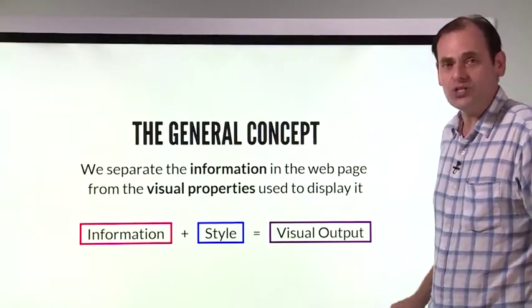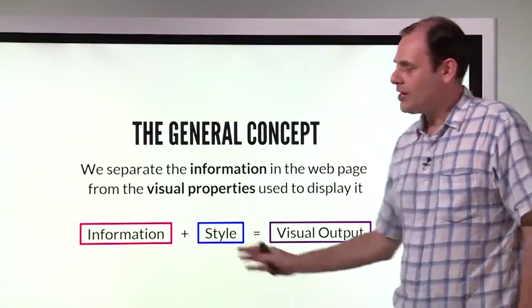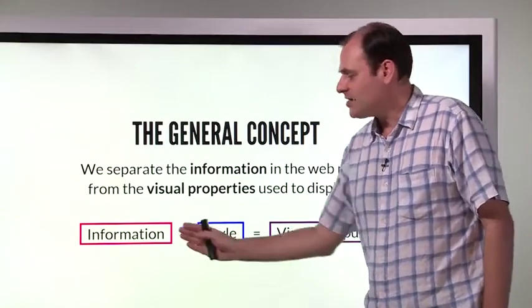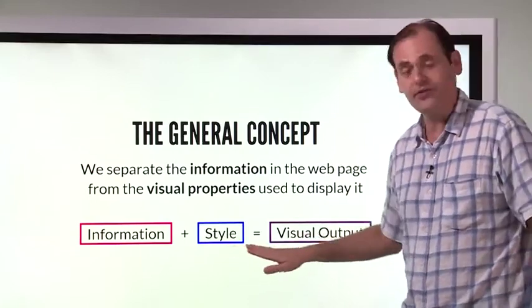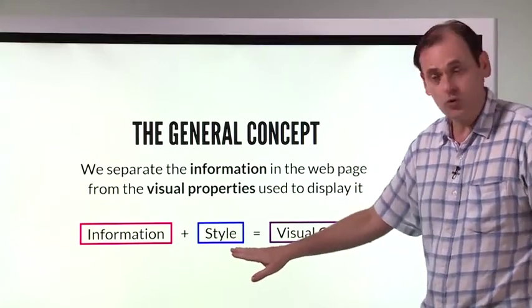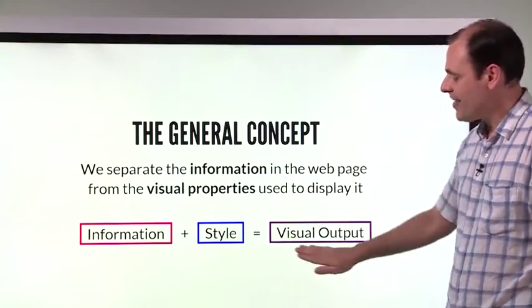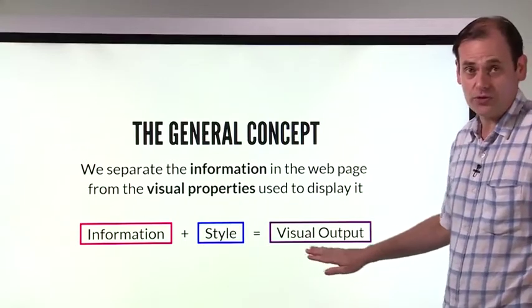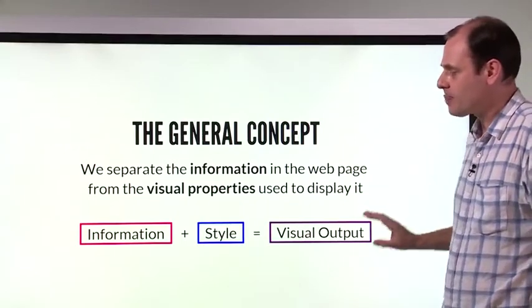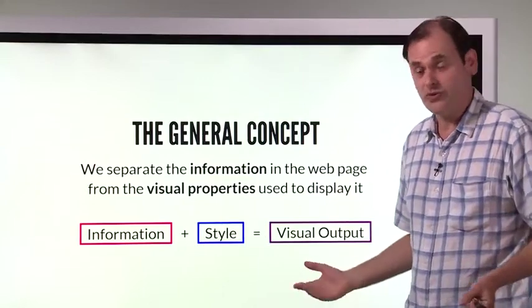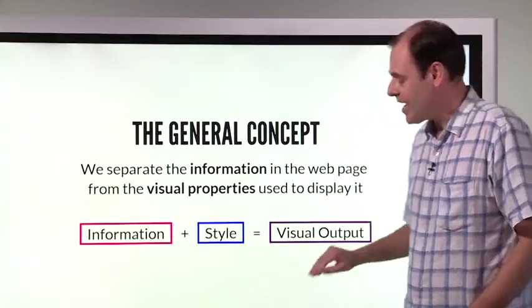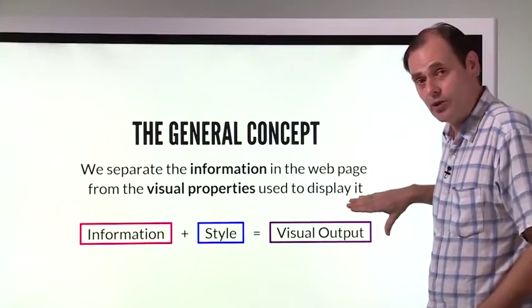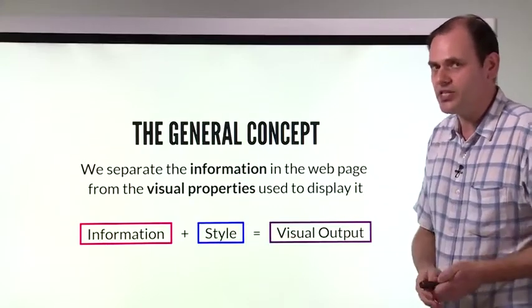So the basic concept is like this. You have your information, and the style is really a separate set of rules, and you add them together and that gives you your visual output. All right, that's the basic idea. If you want to think of it in terms of files, you could say that is one file, that is another file, and that is the result you get in the web page. However, that is a little bit simple.